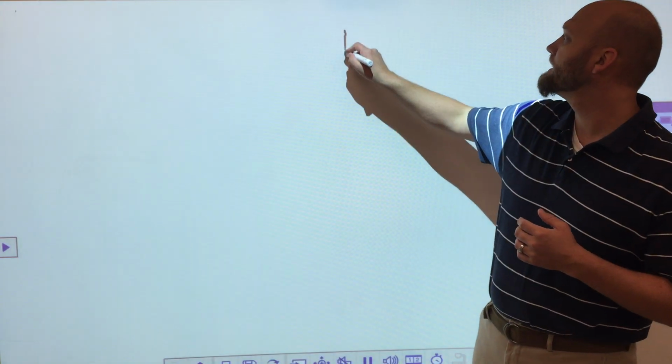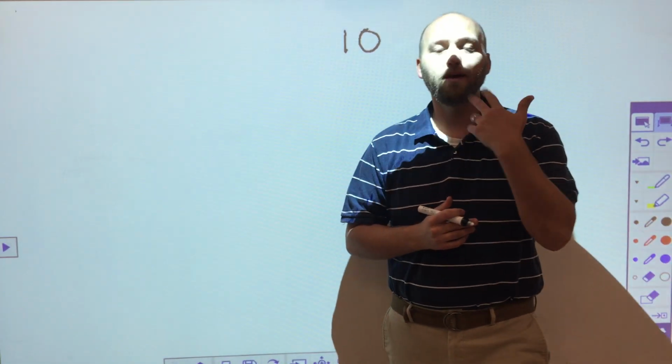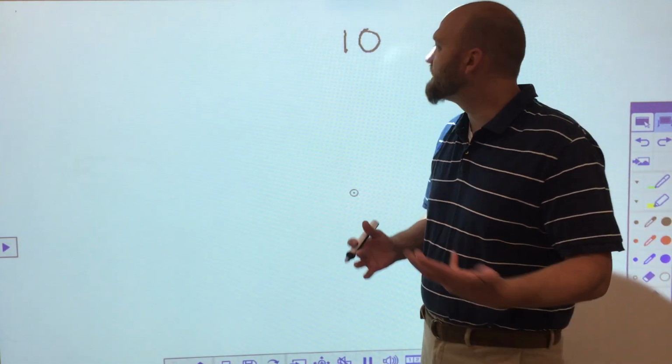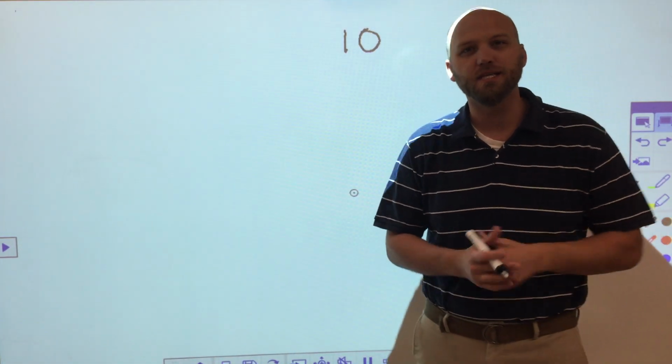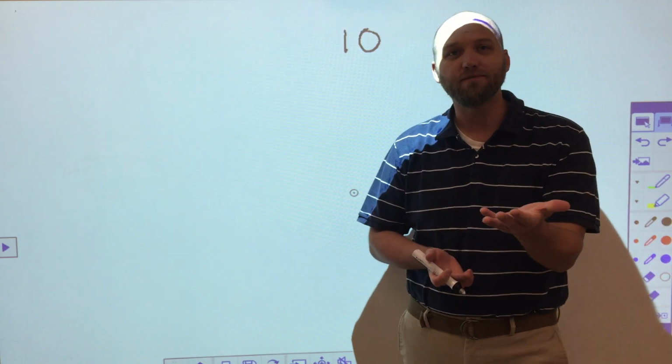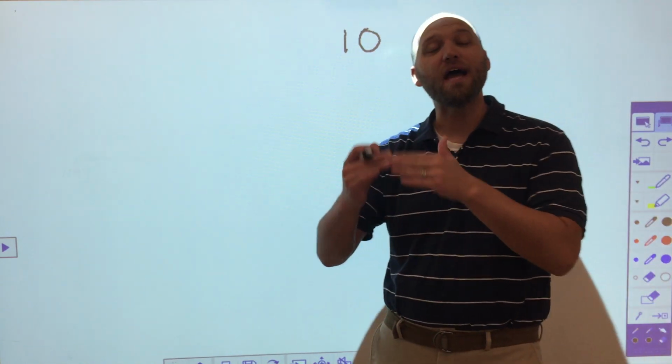So when we're talking about factors, these are numbers that can be multiplied together to form the original number. For example, if we had a number like 10, we have numbers that can be multiplied together to make 10. We have 1 and 10, that's not really going to get us anywhere. We also have 2 and 5. So I would make what's known as a factor tree.